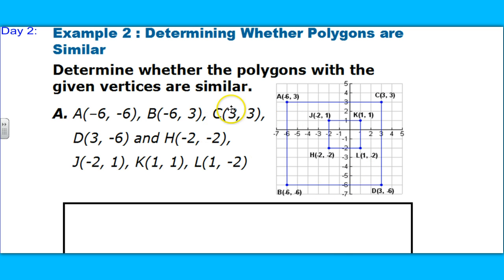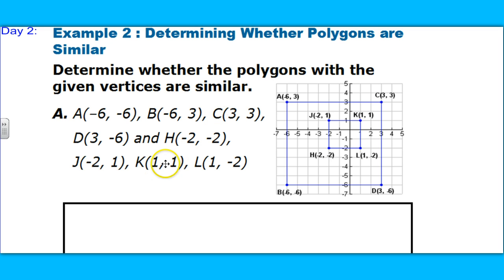We could also, though, if we didn't have that diagram of the images, just look at the values in the ordered pairs for corresponding vertices. So A should correspond with H, right? Could we find a factor that could take us from -6 to -2? And yeah, the factor would be 1/3, right? How about from -6 to -2, the second coordinate? And there it is. It would be 1/3 again. Let's see if that same factor works for the second vertices B and J. -6 times 1/3 is -2, right? And 3 times 1/3, is that 1? Yes, it is.